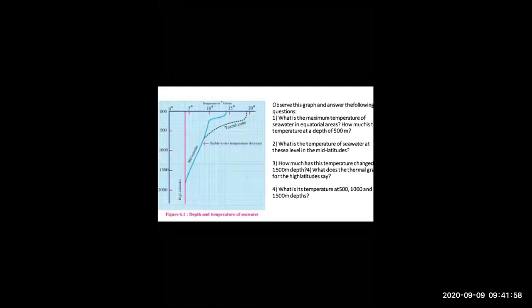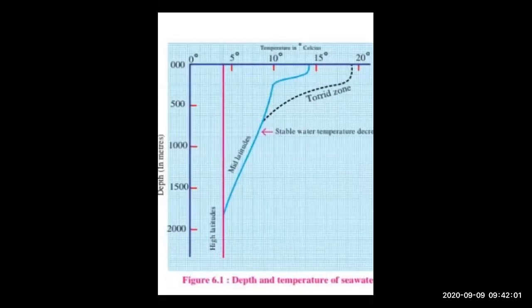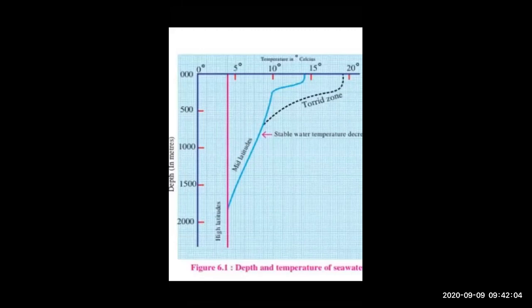Temperature is a major property of the seawater. The surface temperature of the seawater is not uniform everywhere. If you look at this graph, the surface temperature, just look over there. This is the surface temperature. Here the surface temperature of the seawater is not uniform everywhere. It is different, okay? Uniform means same. It is not the same everywhere.